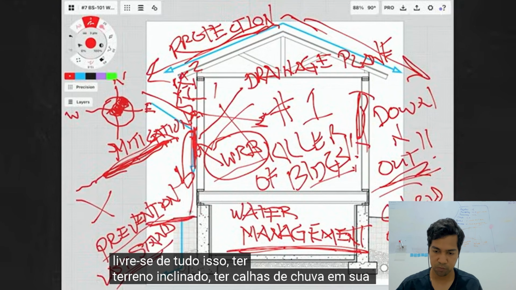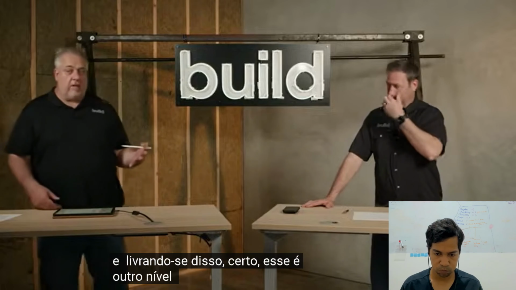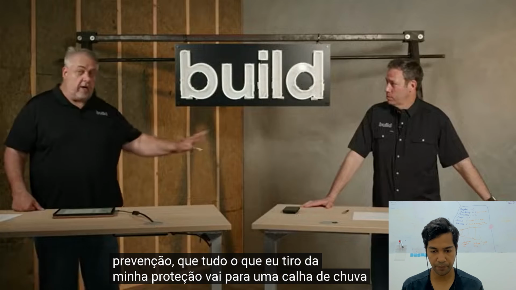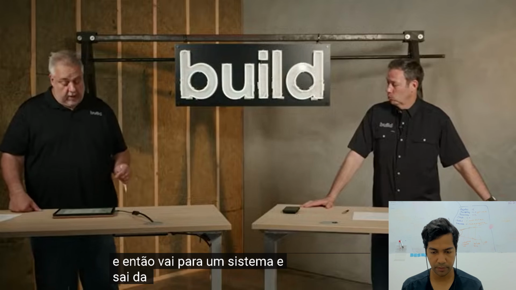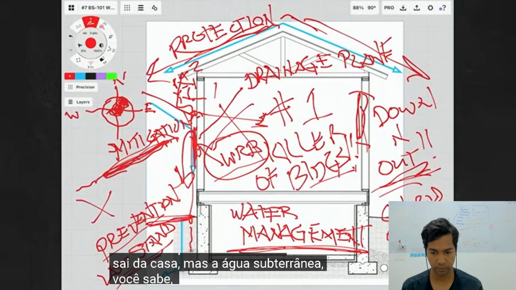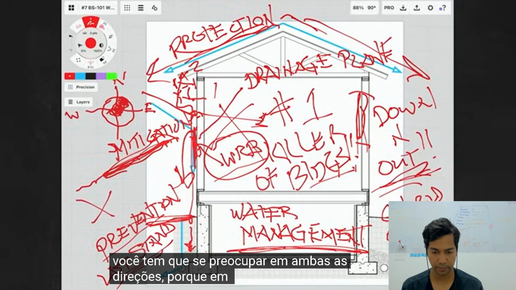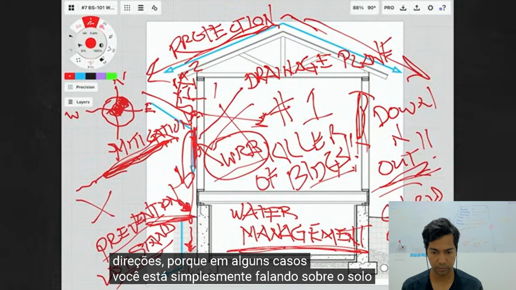Having rain gutters on your house and getting rid of it, right? That's another level of mitigation or prevention, that whatever I take off of my protection goes into a rain gutter, and then that goes out to a system and gets away from the house. But groundwater, that's one of those things where you have to worry about it in both directions. Because in some cases, you're simply talking about groundwater coming in here.